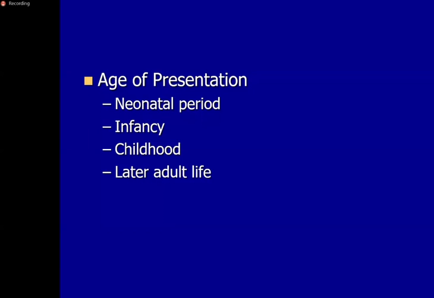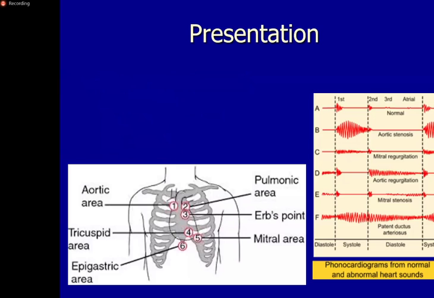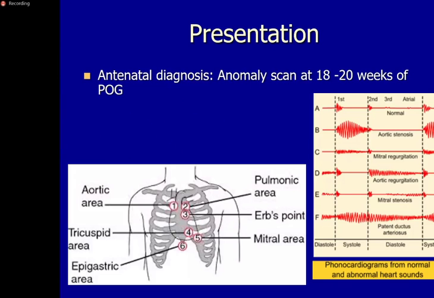But in the good old days, the pre-echo era, where most of the diagnosis was based on auscultation as well as the chest X-ray, they were detected mostly during pregnancy in females, because you know the blood volume increases in females, and as a result, during pregnancy, the murmurs would be more visible. So during that period, they would detect them. So the presentation is antenatal diagnosis.